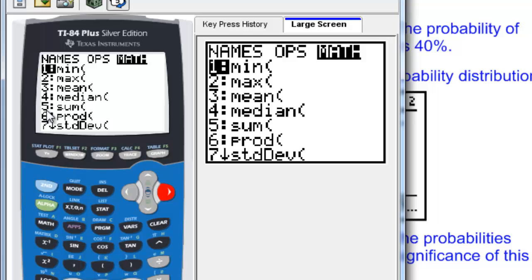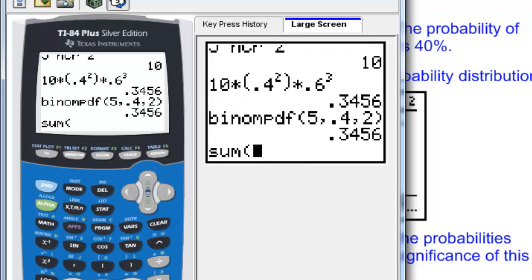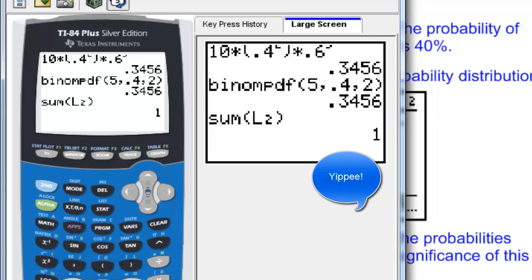And I'll notice that this option 5 here is the sum. And all my probabilities for these various outcomes are in my L2 list. So I'm going to choose option 5, and I'm going to ask it for the sum of all the values in L2. So second 2. Close that off. And when I hit enter, look at that. The probabilities do add up to 1.